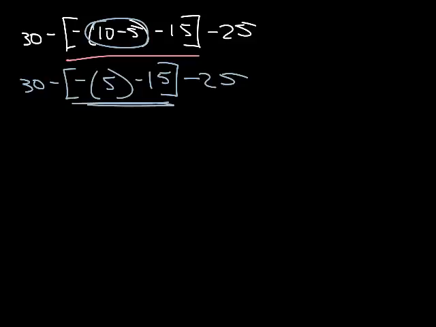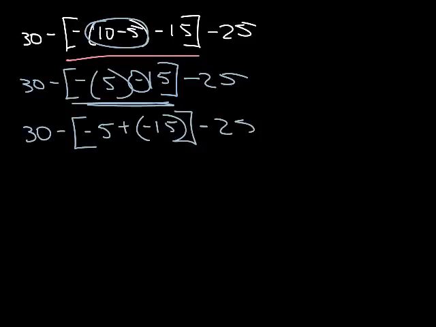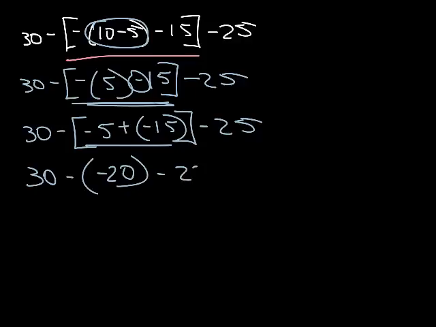Now we'll do what's in the parenthesis here, but let's go ahead and rewrite that with plus signs. So the negative 5 doesn't change, but this does. Okay. Negative 5 plus negative 15, signs are the same, so we add them and put the sign there. And we still have the 30 minus, and we still have the minus 25.